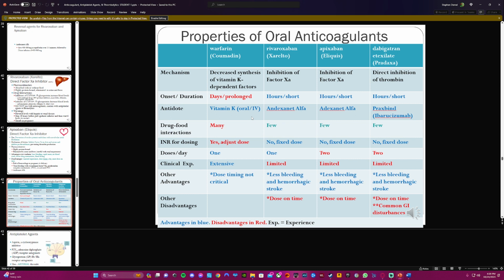Next is dabigatran etexilate. The mechanism is direct inhibition of thrombin. Onset and duration is hours and short. Antidote for this one is Praxbind or idarucizumab. Drug food interactions is few. INR for dosing, no, it is a fixed dose. Doses a day is 2. Clinical experience is limited. Advantages are less bleeding and hemorrhagic stroke. Another disadvantage is you have to dose this on time. There are common GI disturbances that come with it.